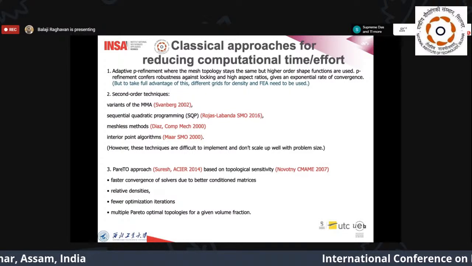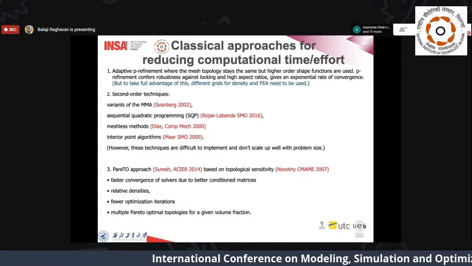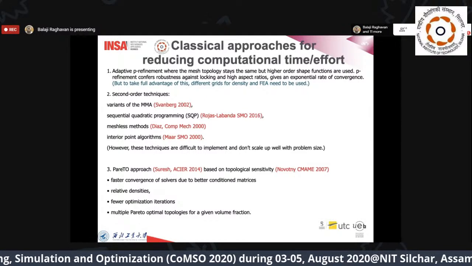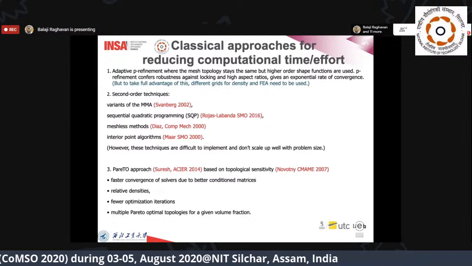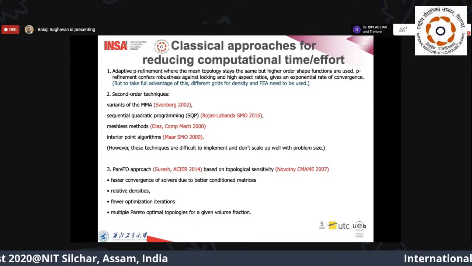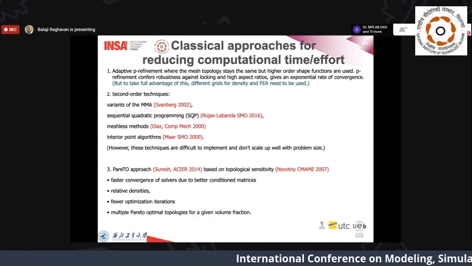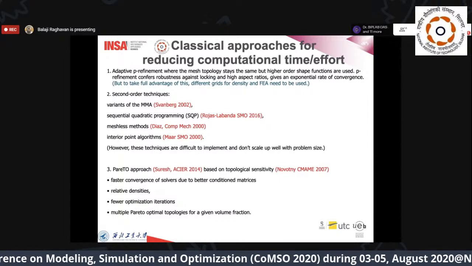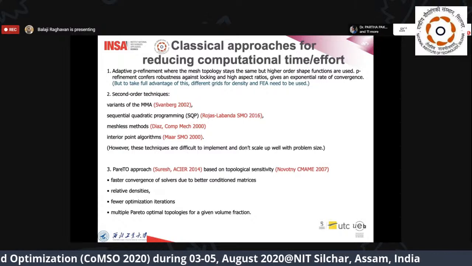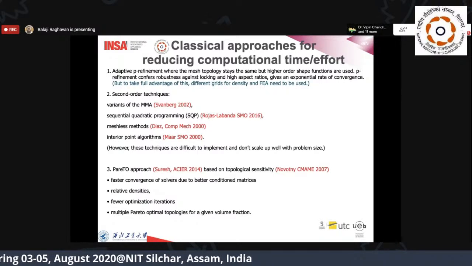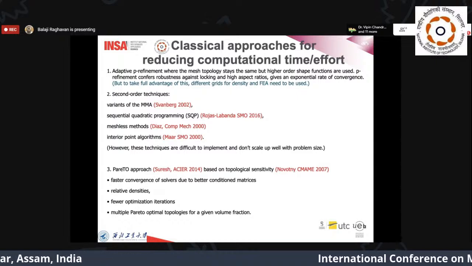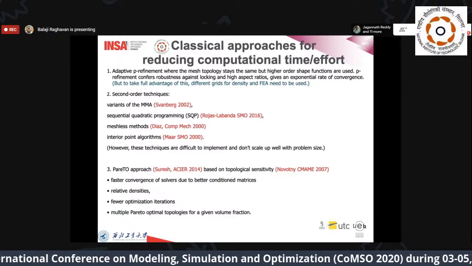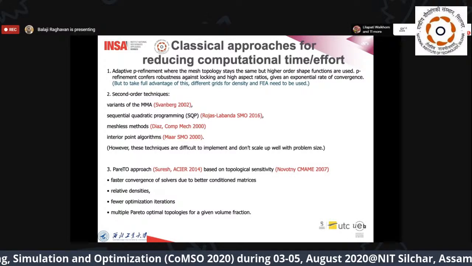And also, one of the main advantages of topology optimization is you have what you call heuristic optimizers, which are simple to implement. And the minute you get into complexity, especially when you're losing out on scalability, that's generally not good news. You have Suresh, who used the so-called Pareto approach, which for some reason never really took off. So this guaranteed faster convergence of solvers, better condition matrices, and also you could do multi-objective design, which is going to give you multiple optimal topologies for a given volume fraction. But for whatever reason, this hasn't really set the topology optimization world on fire.